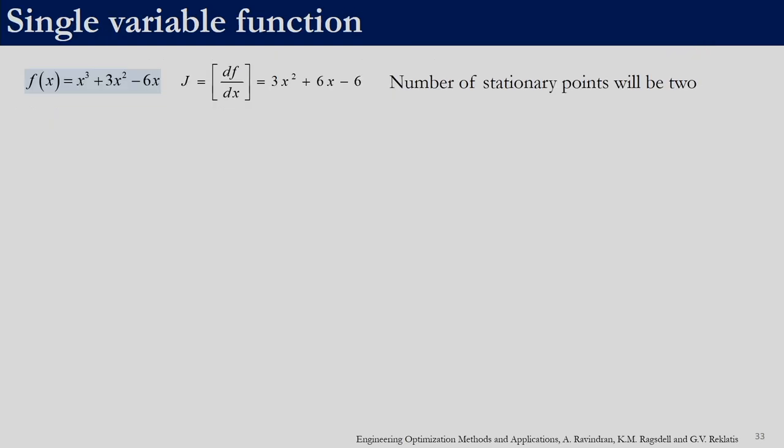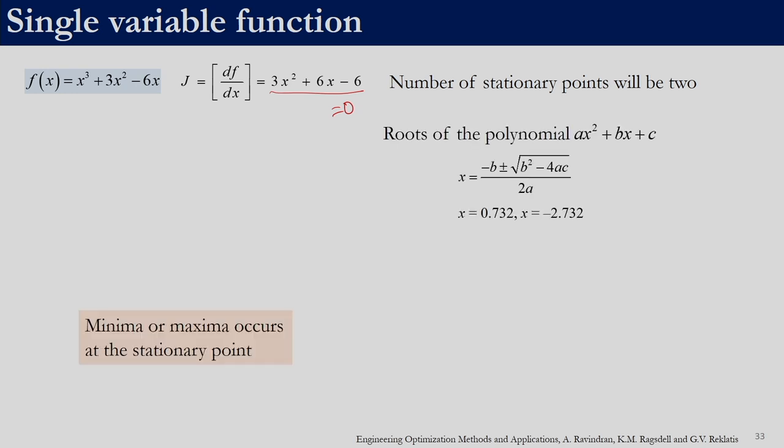So let us consider this single variable problem, f of x is equal to x cubed plus 3x squared minus 6x, right? If you take the gradient of this, that works out to be 3x squared plus 6x minus 6. So we'll have two stationary points. Now this has to be equated to 0. This is a quadratic equation. The solution of the equation ax squared plus bx plus c equal to 0 is x equals minus b plus or minus the root of b squared minus 4ac, divided by 2a. If we apply this, we'll get two values.